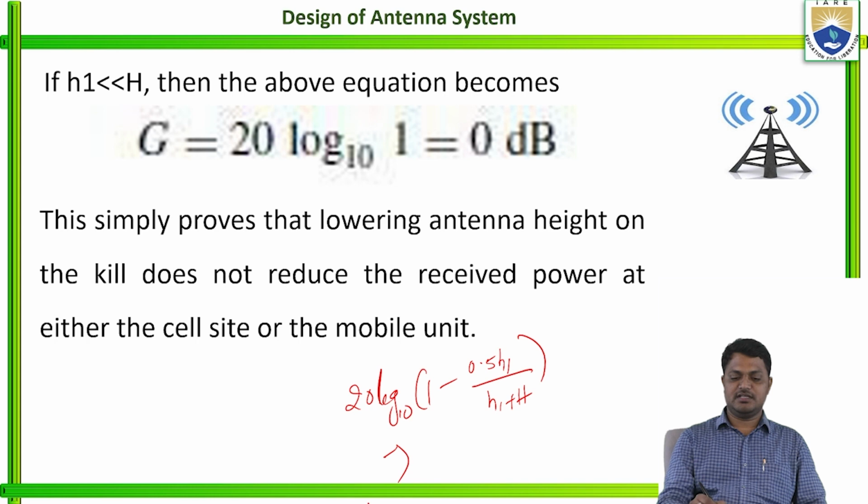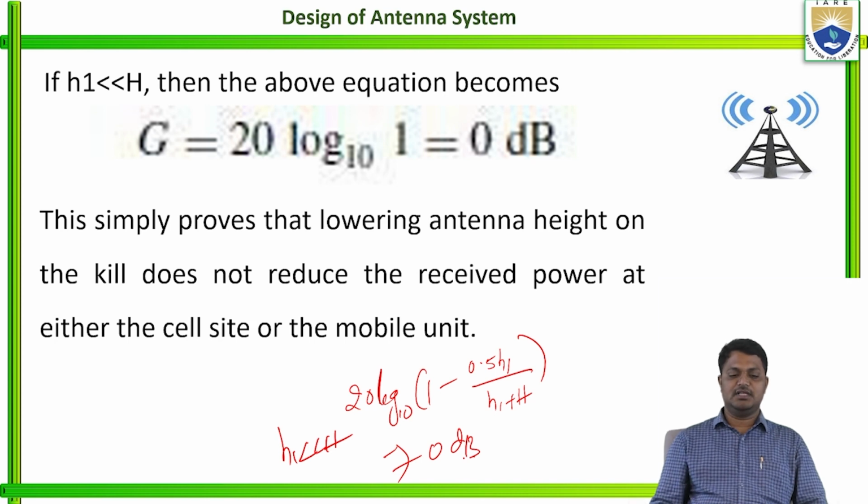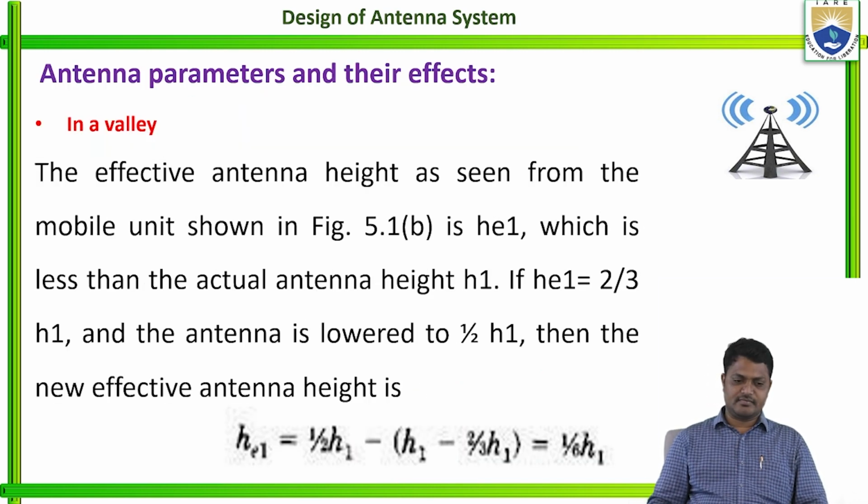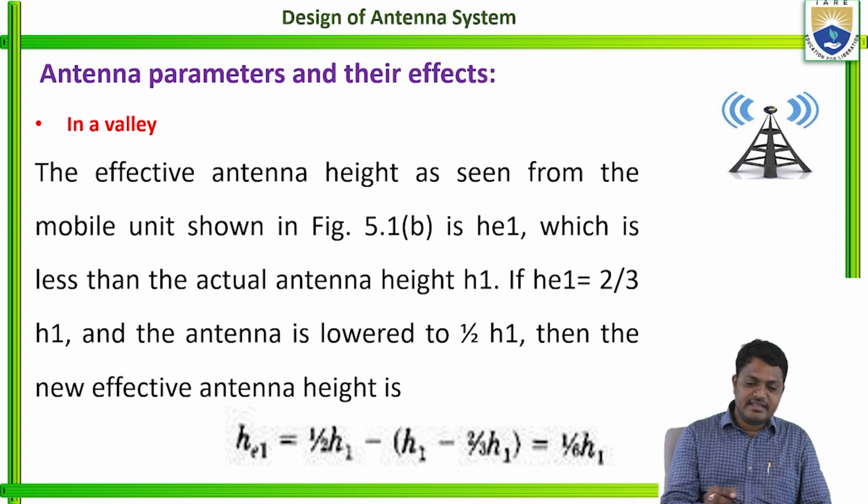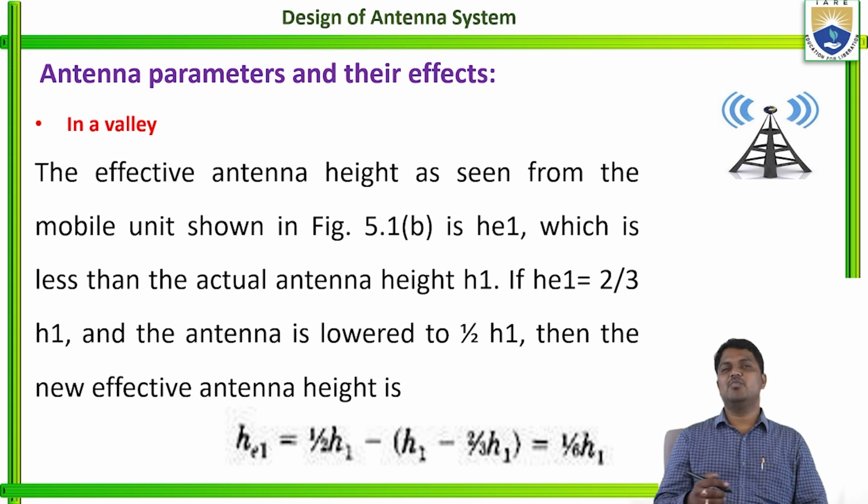From this equation, when h1 is less than h, we get 0 dB. This simply proves that lowering the antenna height on a hill does not reduce the received power at the cell site or at the mobile unit. Then, the parameter again affecting in a valley. Just now we discussed that in a hilly area or in a valley, lowering the antenna, but here in a hilly valley, the effective antenna height is seen from the mobile unit.